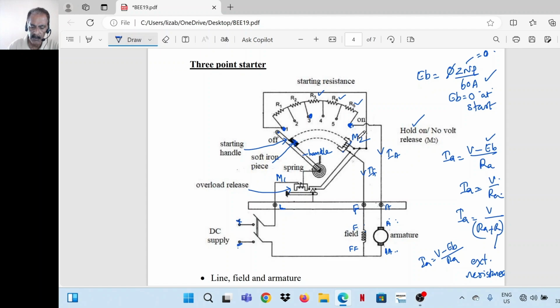So when power goes off, M2 is de-energized and due to spring action, the handle goes to off position. So protection is given against no volt condition. So this coil is called hold on coil or no volt coil.